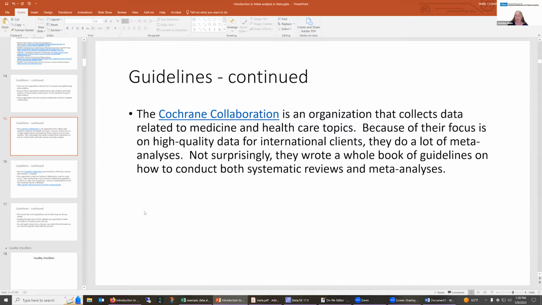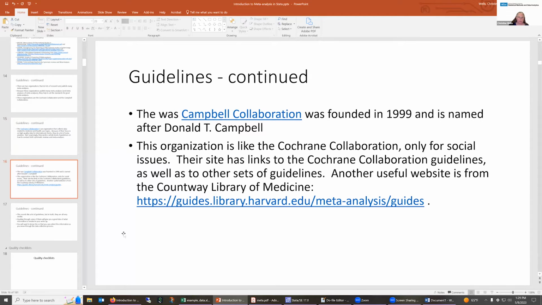The Cochrane Collaboration is an organization that collects data mostly in the medicine and healthcare kinds of fields. They tend to have international clients, so they do lots of meta-analyses. The guidelines actually look like a book when you look at it online. Don't let that intimidate you. It's all very readable. It's all very doable. There's a handy dandy checklist, so don't panic at the amount of information. There are nice summaries that you can go to.